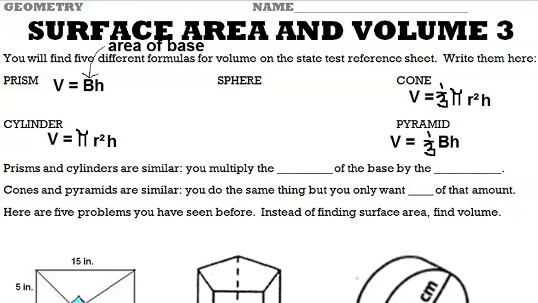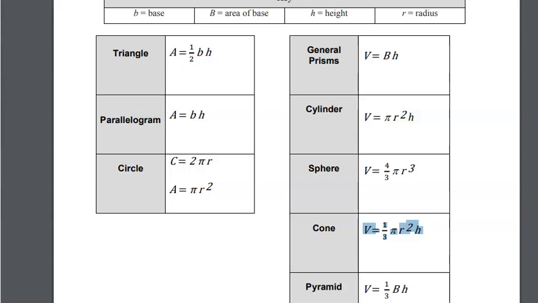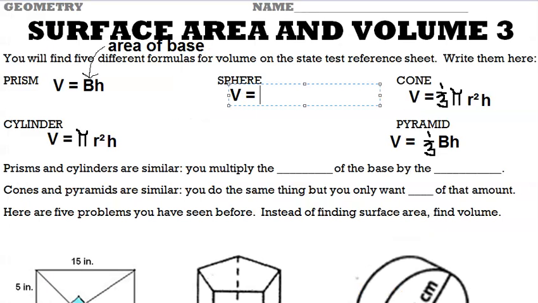Now, the one formula that is going to be different, and now we're actually also talking about a figure that we haven't done up to this point, is a sphere. Now, if you look on the formula sheet, the volume of a sphere is 4/3 pi r cubed. Okay, so let's put a little 4/3 in here. And then we are using a cube here because we are talking about a 3-dimensional measurement.